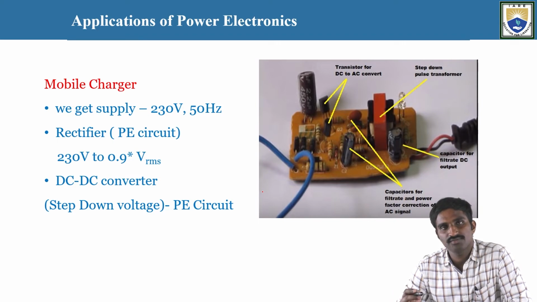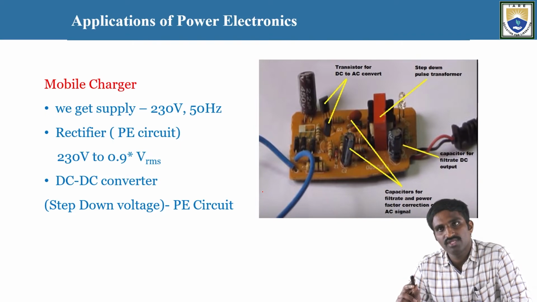Here, if you take a simple mobile charger, the function of the mobile charger is to charge the mobile, right? So what are you going to charge in the mobile? The battery. So for battery charging, the input supply is AC, and you convert the AC to DC to charge the battery. So there we are using the rectifier.